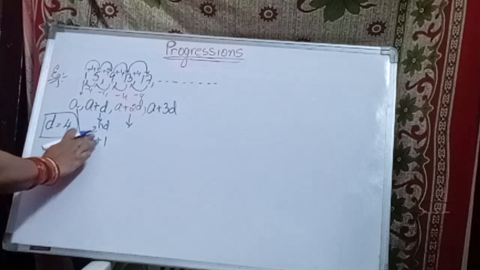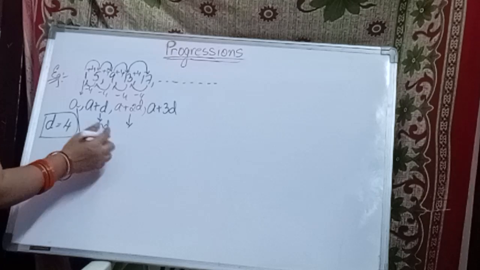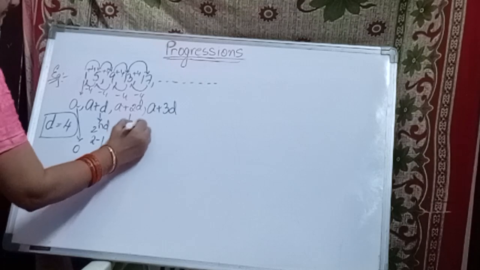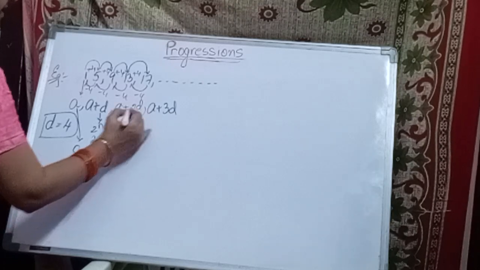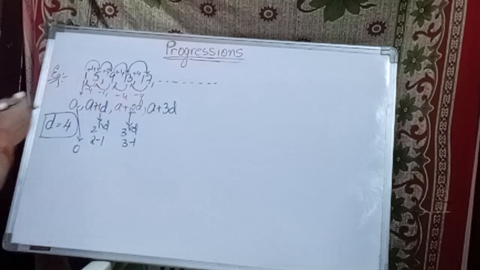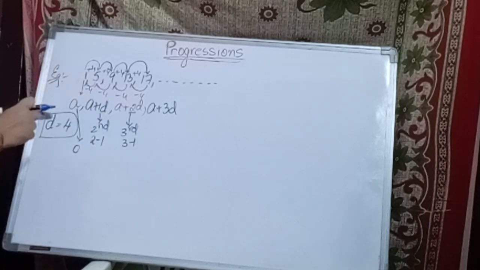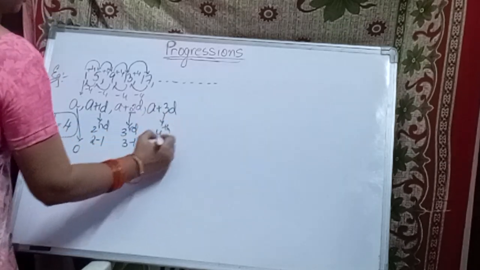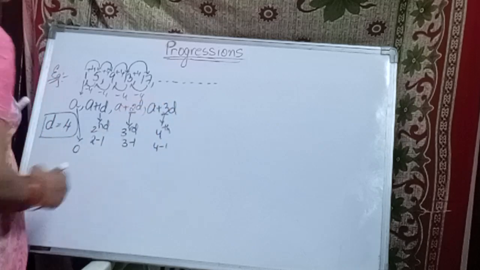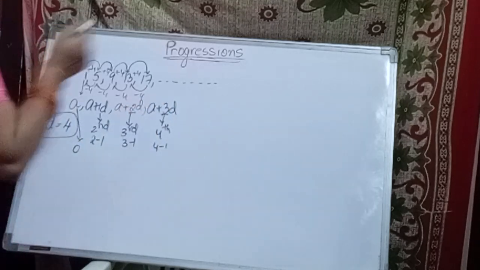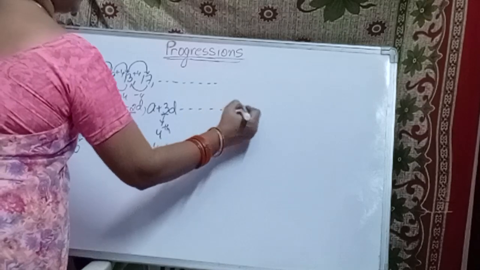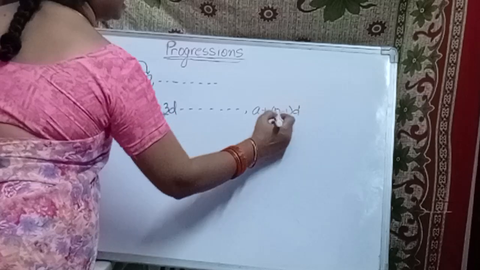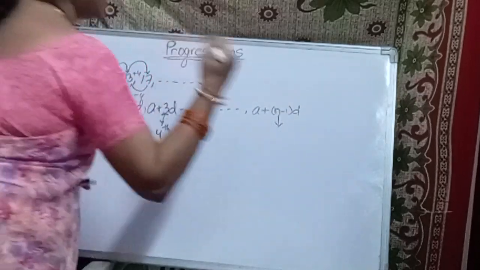Our common difference coefficient is the term number minus 1. That is, the second term means 2 minus 1. This is the third term, 3 minus 1, you get 2. Here you get 1, right? If nothing is there in the coefficient, we have to take 1. So this is the fourth term. What do we have? 4 minus 1, 3. And in the same way, as you go on like that, at last you will get A plus (n minus 1) into D. This is the nth term.